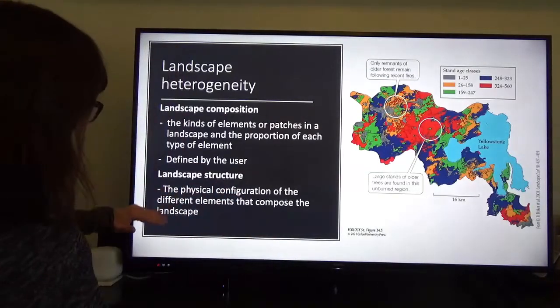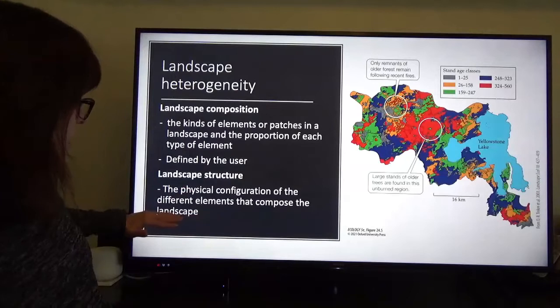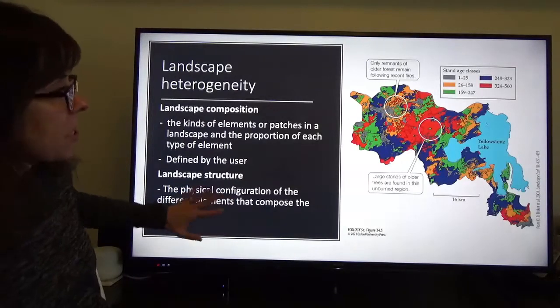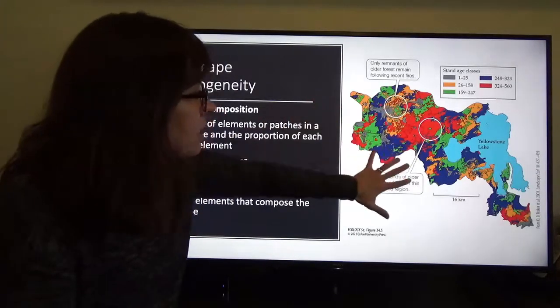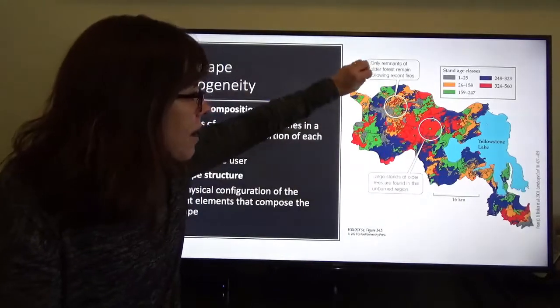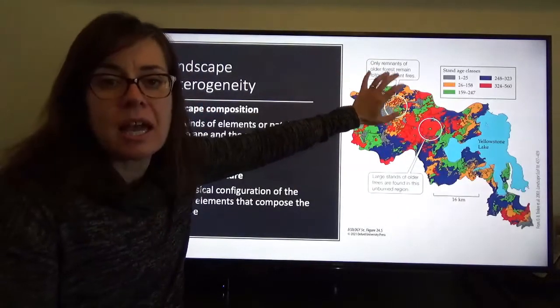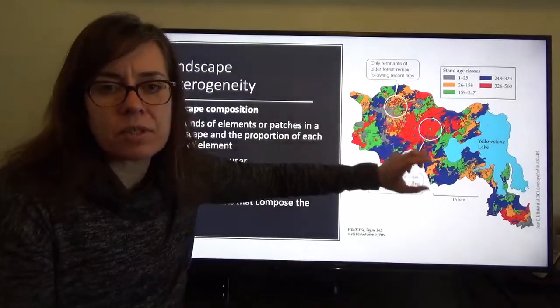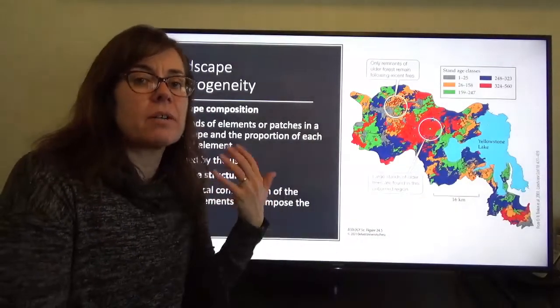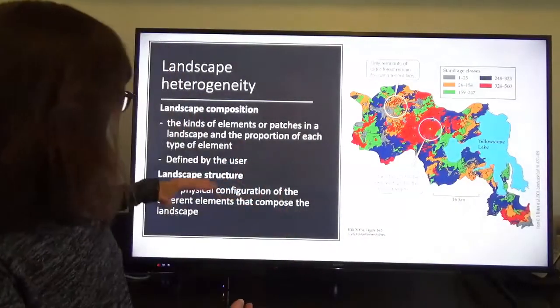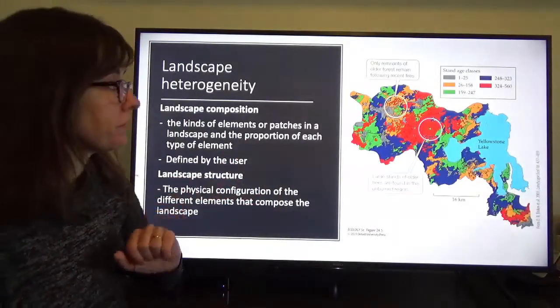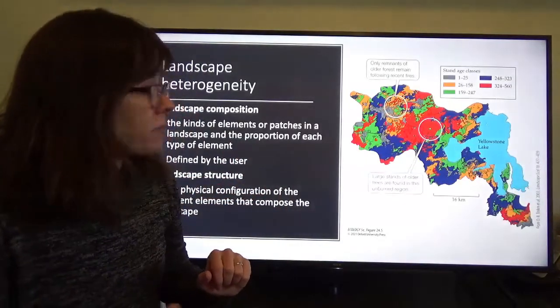Okay, so landscape structure is the physical configuration of the different elements that compose the landscape. So again, how are these oriented in relation to one another? Do you have aggregation of certain elements in one part of the landscape versus another part of the landscape? All right, these are the kinds of things that go into the landscape structure.